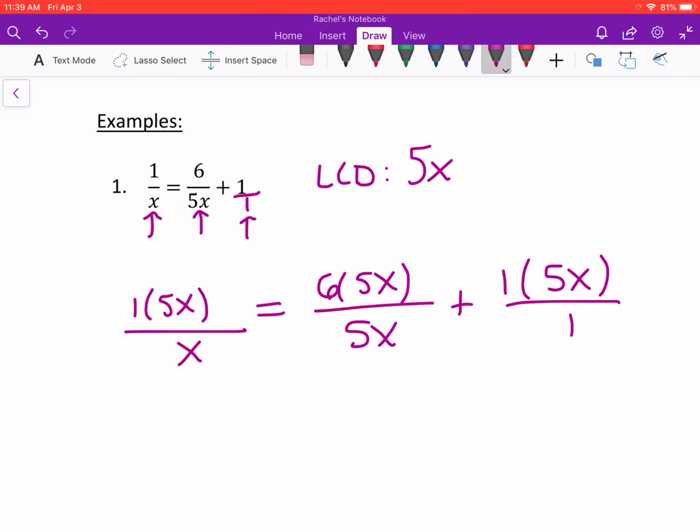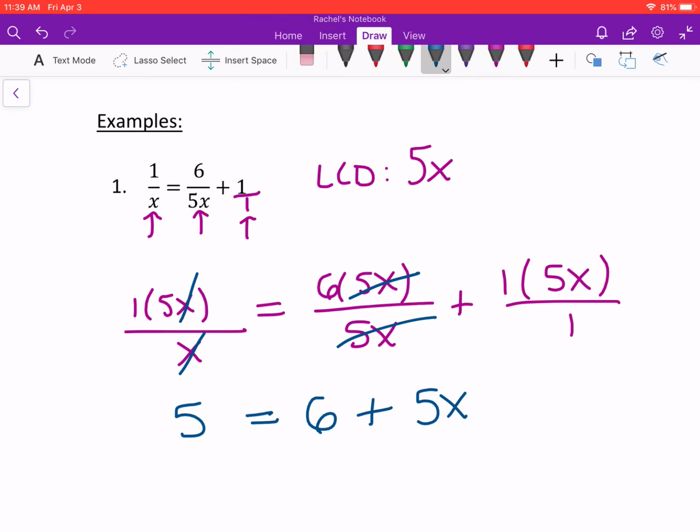All right, once you multiply, you're going to start to look and see, can anything cancel? So my first fraction, I can cancel those x's. So I'm left with 1 times 5, or just 5. And that equals, then over here for our next fraction, we can cancel the 5x's, and we're just left with 6. Plus, and then last fraction, there's nothing that cancels there, so we're just going to be left with 5x.